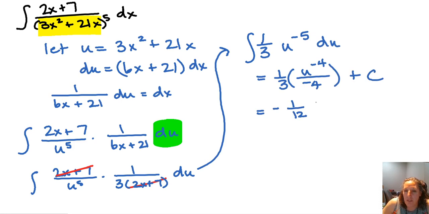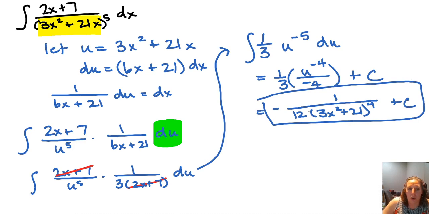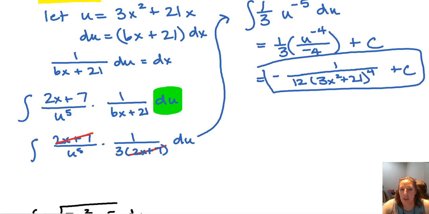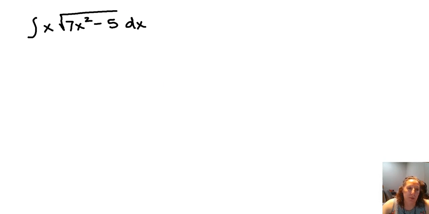And then u to the negative 4th is the same thing as putting that u to the 4th, and our u is 3x squared plus 21 raised to the 4th on the bottom. Put that 1 in the middle. And then we still have our plus c on the end. Again, you can always check your work by taking the derivative, using the chain rule most likely, and getting back what you started with. All right, let's do one more example.